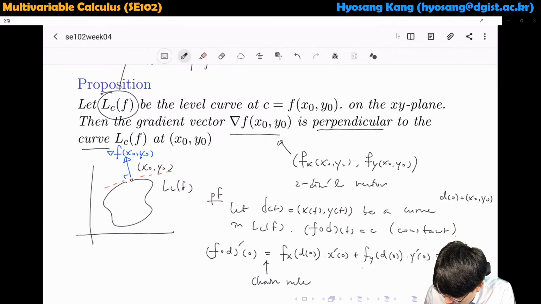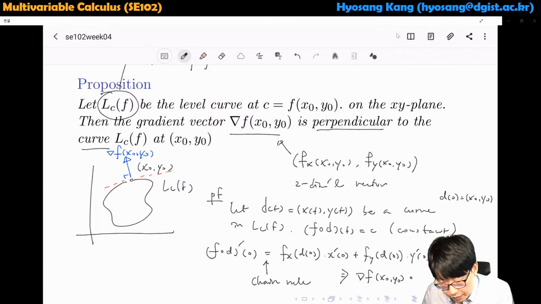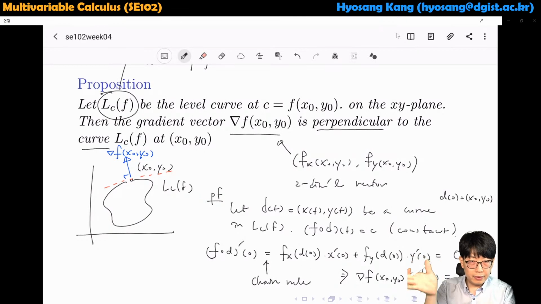So this is equal to the gradient of f at (x0, y0) inner product with d prime 0, and d prime 0 is 0. So this is an inner product, right? You have two vectors. One is the gradient and the other is the velocity vector of the parameterization, and these two vectors are perpendicular to each other because their inner product is 0. So therefore we're done.